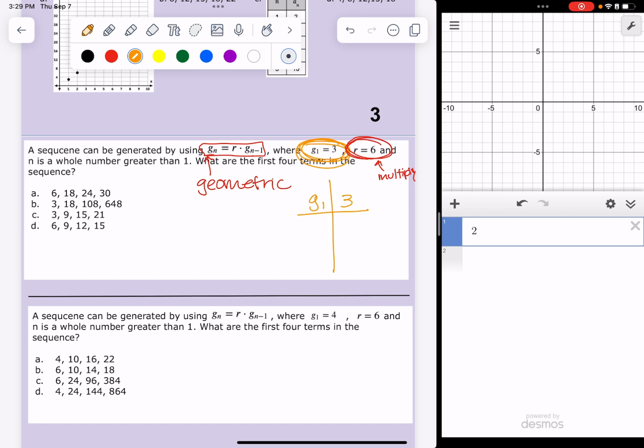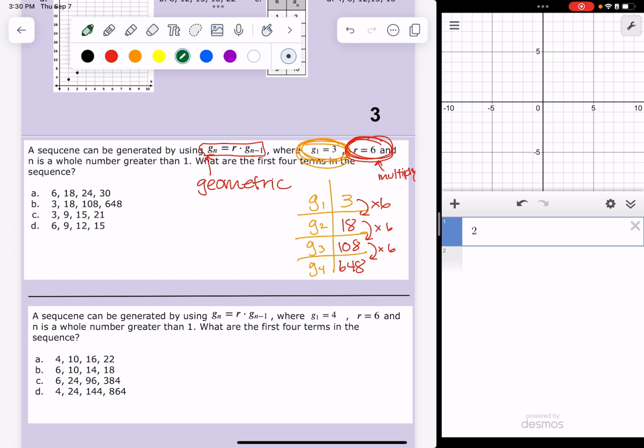N is a whole number greater than 1. What are the first 4 terms in the sequence? So I'm doing G of 1, G of 2, G of 3, and G of 4. I started with 3, and I know I'm multiplying by 6. So 3 times 6 is 18. Then 18 times 6 is 108. And then 108 times 6 is 648.